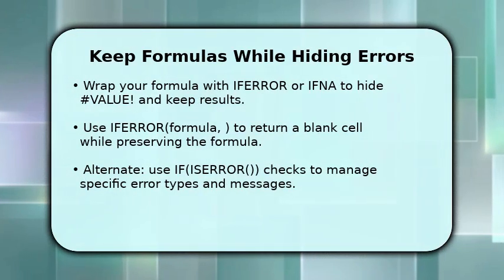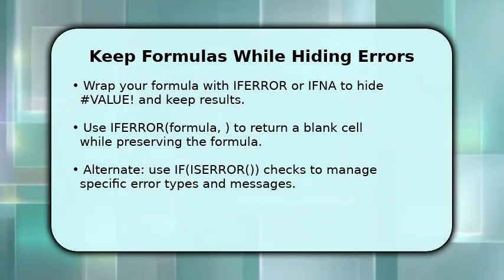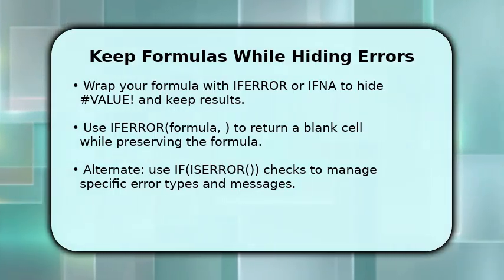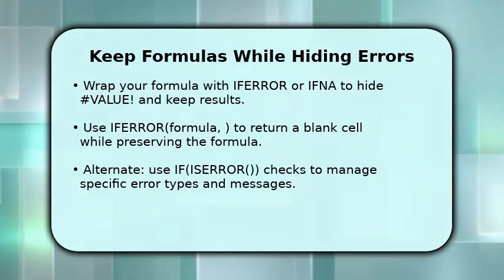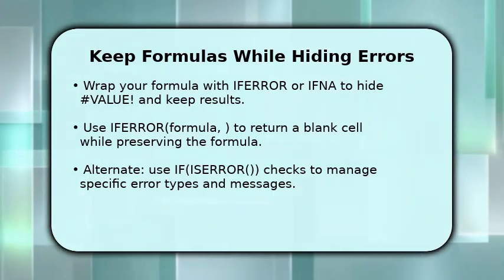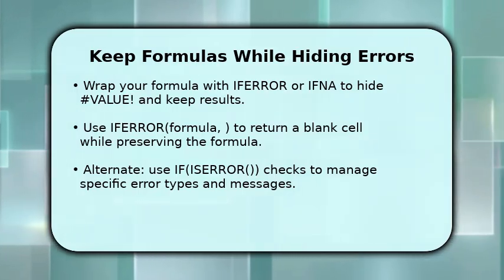Wrap your formula with IFERROR or IFNA to hide the hash value and keep results. The IFERROR formula returns an empty string instead of the error and preserves the original formula for recalculation. For Excel versions that support IFNA, use IFNA to catch only hash N/A errors and not other types.